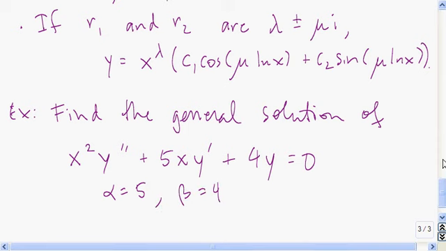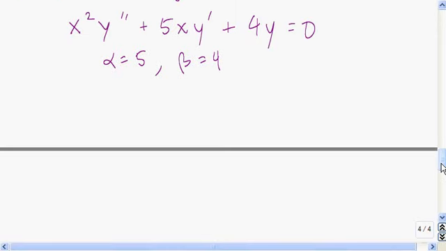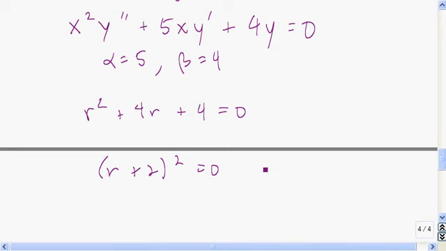Okay, so remember the quadratic that we have to solve: r squared plus (alpha minus 1) times r plus beta, and that will equal 0. All right, so we need to factor this. That becomes (r plus 2) quantity squared equals 0. So we see that in this case, r1 equals r2 equals -2. Why don't you press pause while you write down the general solution.